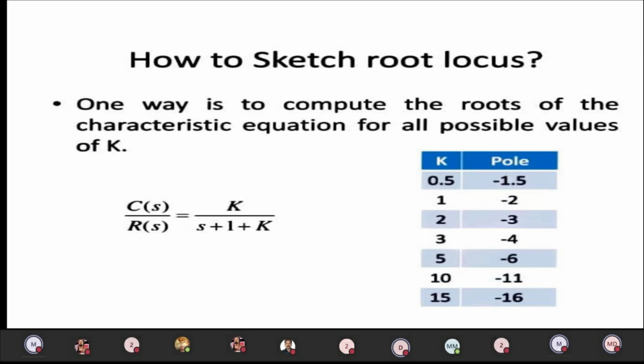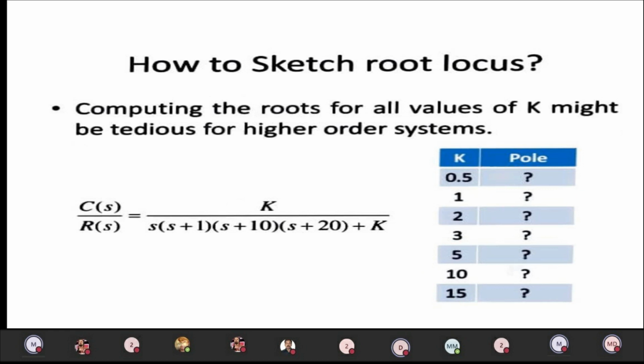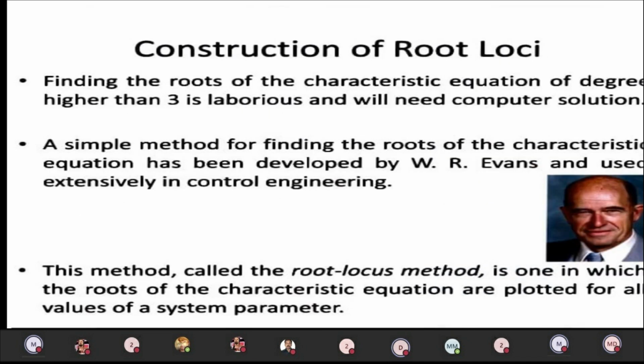So one way is to compute the roots of the characteristic equation for all the possible values of K. You can do it like this also. It's a very simple manner. You take various values of K from 0 to higher values, substitute them into the characteristic equation, and you can see where the poles of the equation are. Okay, so that is the introduction given by the root locus.